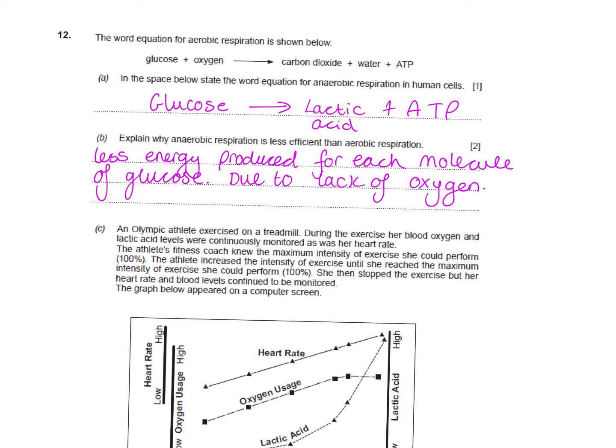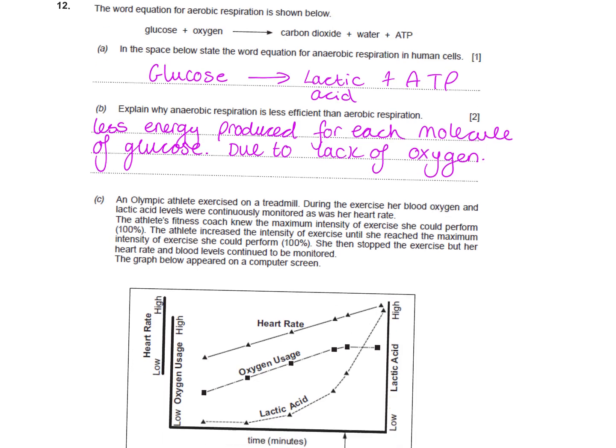Okay, so this question then: in the space below, write the word equation for anaerobic respiration. So glucose goes to lactic acid. It still makes ATP, which is a posh word for energy. Explain why anaerobic respiration is less efficient than aerobic respiration. Less energy is produced for each molecule of glucose due to the lack of oxygen.